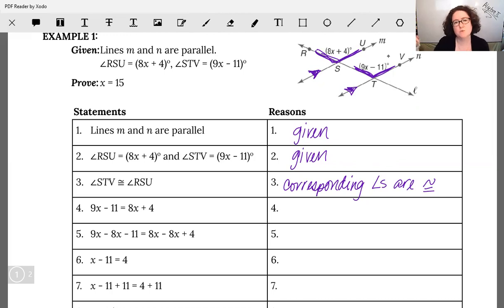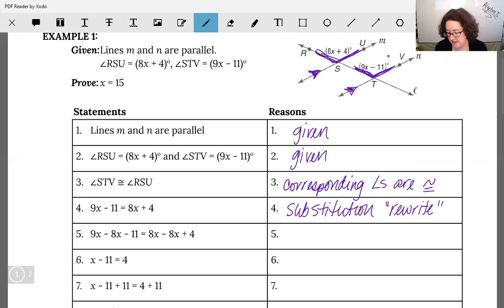Whenever we're going to just rewrite or substitute in something that we know is equal, we call that step substitution. And I'm going to put in quotes "rewrite." So you won't see this as rewrite when you see possible statements and reasons. You'll see substitution as a reason, but anytime you're rewriting something, that is your substitution rule.